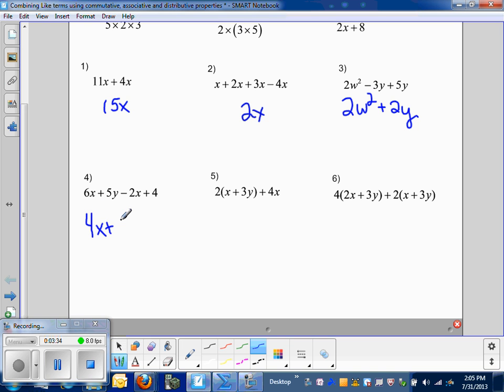Then we just have one term with a y, so we'll just write plus 5y, and we just have one constant of 4, so we'll write 4. So now we've taken those 4 terms, combined like terms, and made it into 3 terms.